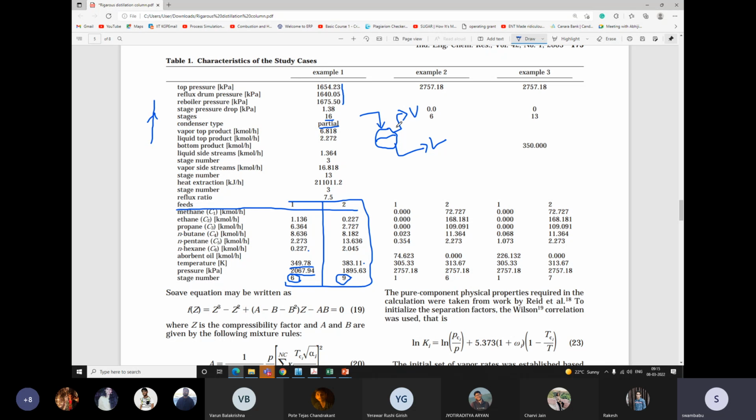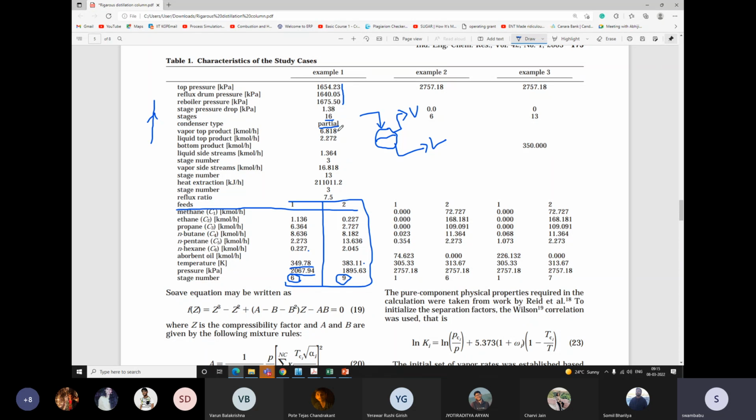Unfortunately, in DWSIM, the vapor stream option from the partial condenser is not there. A partial condenser can be selected, but how much vapor and how much liquid we are taking, we are not able to specify very well. The options are there, but they don't give a proper specification, and proper results are not coming. So we can operate with full reflux. I will also show you both partial reflux and full reflux.